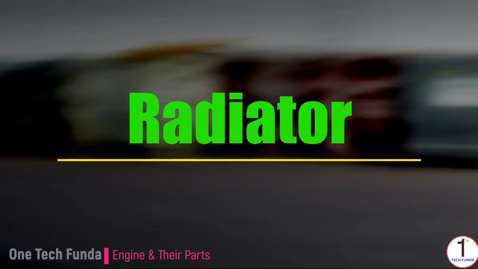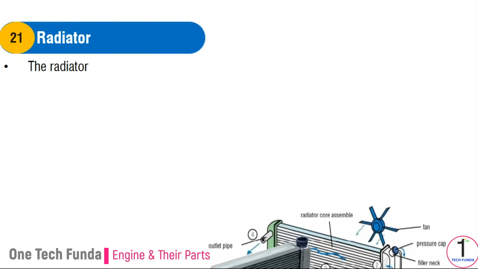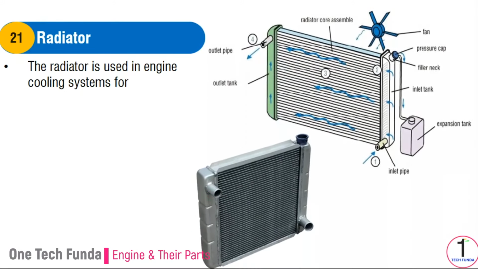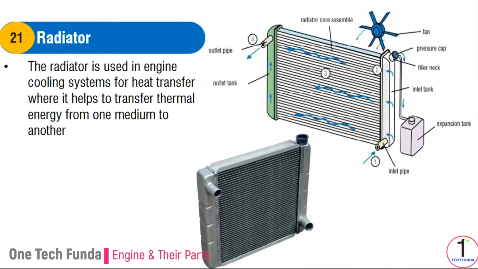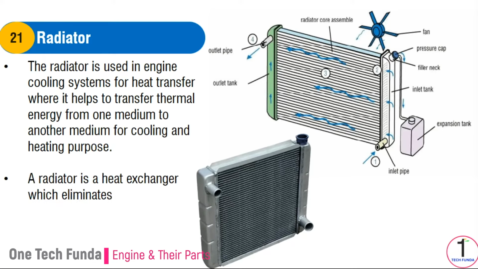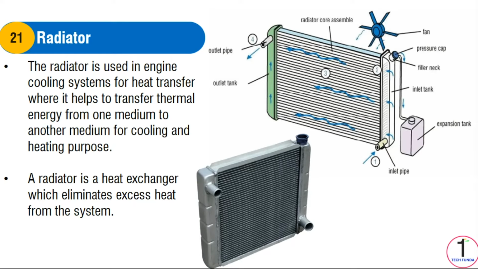Radiator. The radiator is used in engine cooling systems for heat transfer. It helps to transfer thermal energy from one medium to another medium for cooling and heating purposes. A radiator is a heat exchanger which eliminates excess heat from the system.